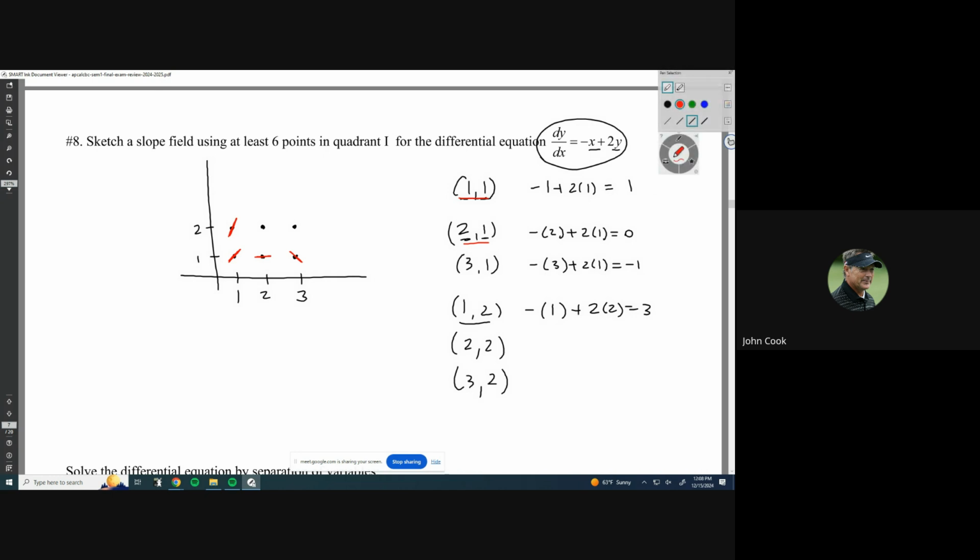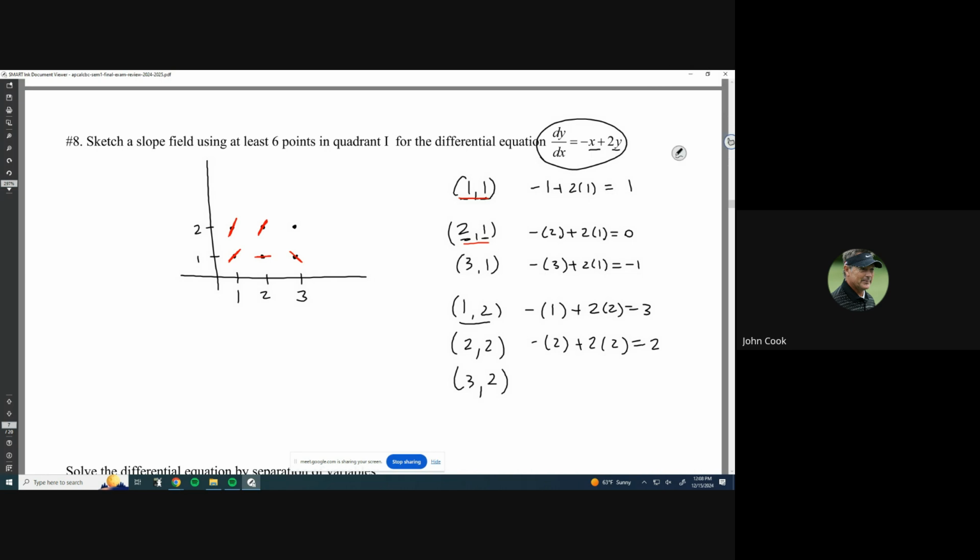Okay, and then let's see about the next one. So if I plug in 2 for x and 2 for y, that would give me 4 minus 2, which would be 2. So a slope of 2 would maybe look like this, I guess. A little bit more than 1, 1, but a little bit less than 1, 3.